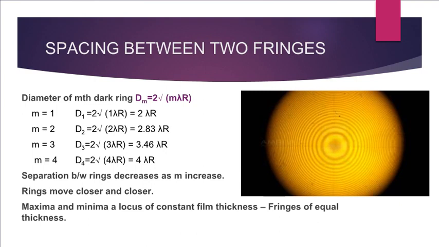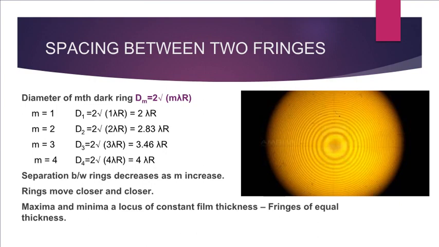This is why the observed rings are not evenly spaced. Look at the image of circular fringes observed. These fringes are fringes of equal thickness. Each fringe represents the locus of points corresponding to equal thickness. Hence, the fringes observed are fringes of equal thickness.